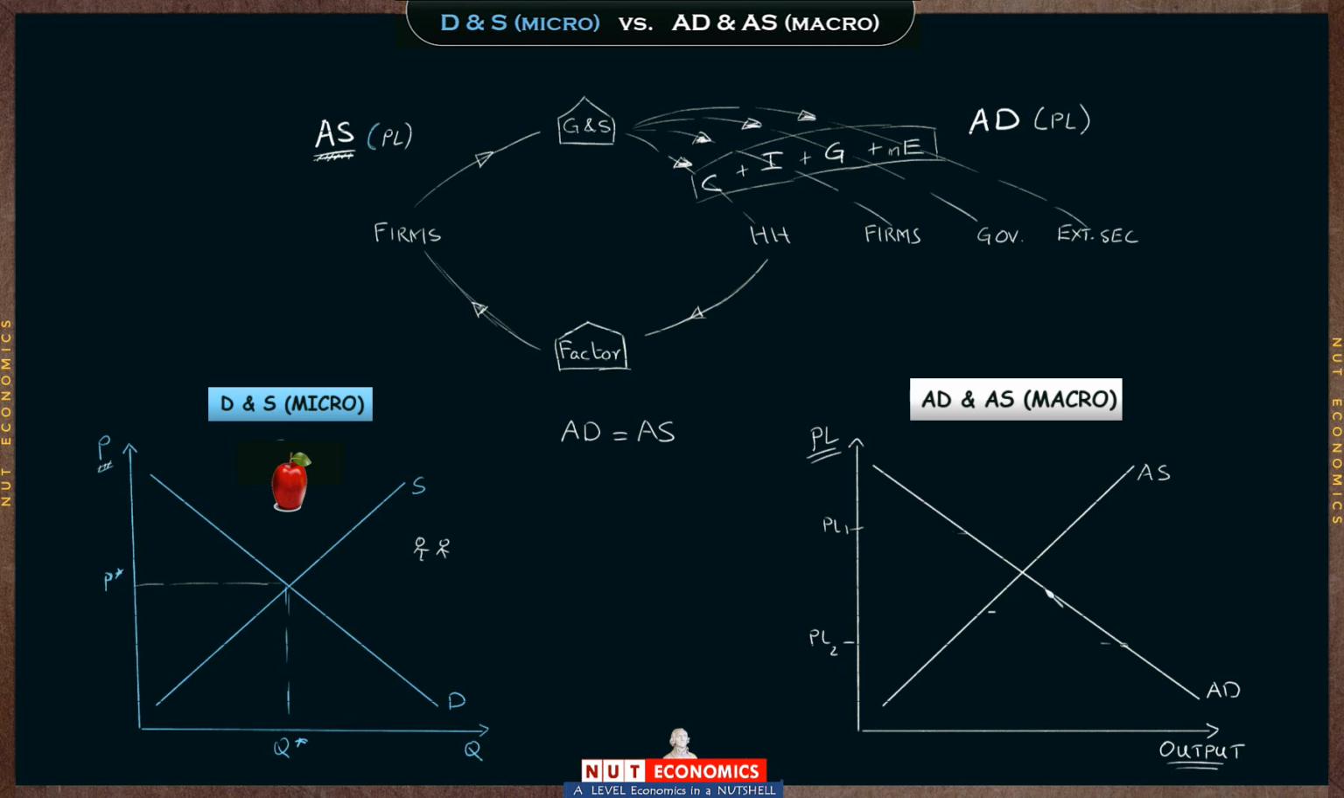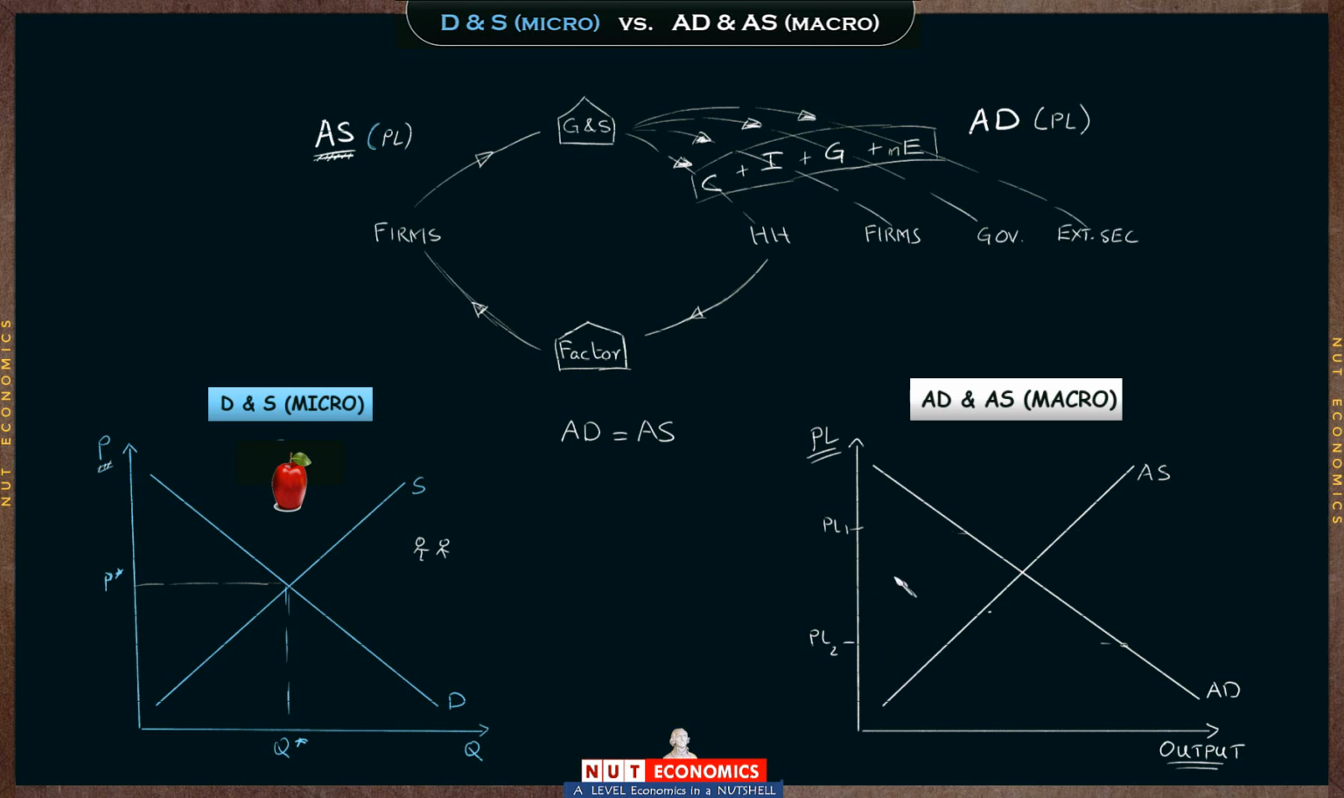Whereas in this macroeconomic version, we are measuring the price levels of the entire economy on the y-axis, and we are measuring the total output of that economy on the x-axis, the total output of all the different goods. And this aggregate demand curve is telling us the total output that will be demanded depending on various different price levels that may exist, and this aggregate supply similarly is telling us the total output of all the goods and how it varies with the price levels in that country.